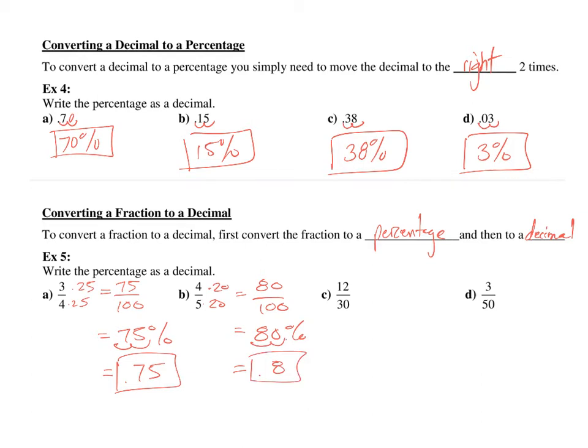All right, next one. I can't multiply 30 by anything to get 100. I could divide both of these by 2 to simplify. So I get 6 over 15. Well, that still doesn't help, but I could still simplify it. So divide top and bottom by 3, and I get 2/5. Okay, so 5 times 20 is 100. There we go.